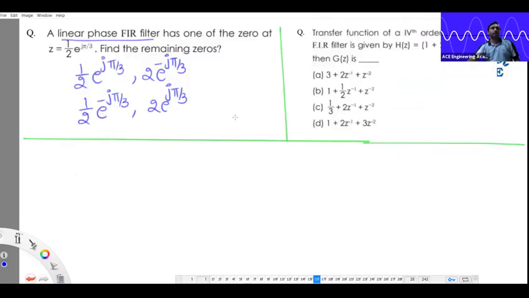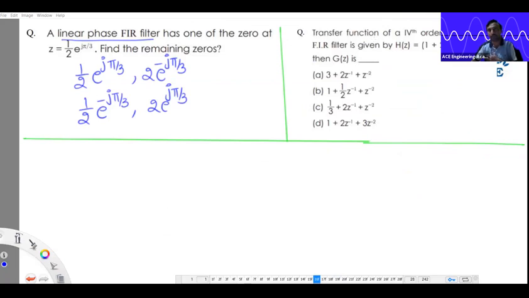It is a complex zero with magnitude not equal to 1. So first the original root we have written, then the inverse. Take the conjugation of both of them.